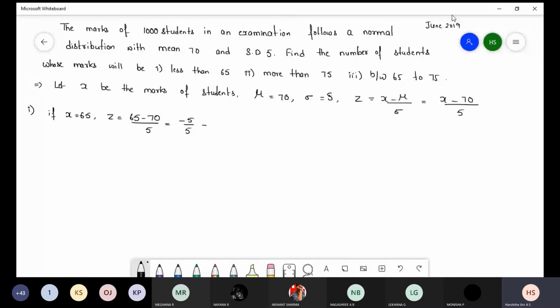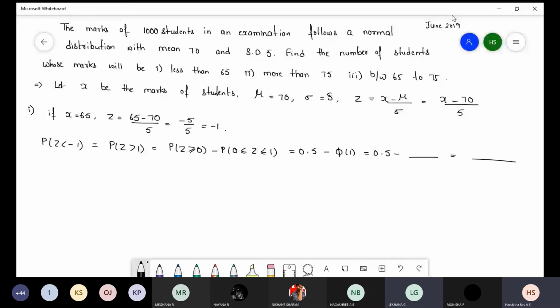So we have to find z less than minus 1, because here less than 65 gives the z value minus 1. According to the symmetric formula, P of z greater than 1 is equal to P of z greater than or equal to 0 minus P of 0 less than or equal to z less than or equal to 1. So 0.5 minus phi of 1, 0.3413, which gives 0.1587.